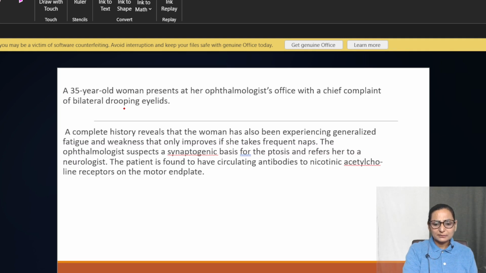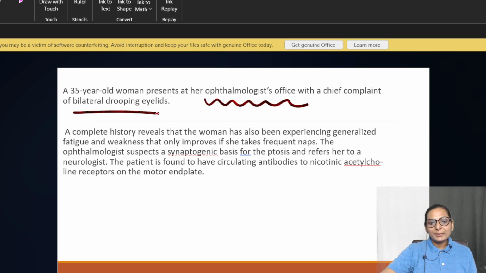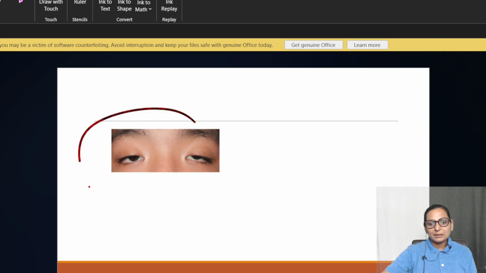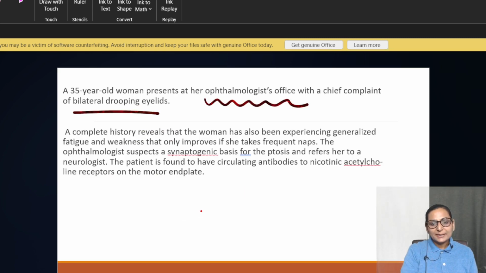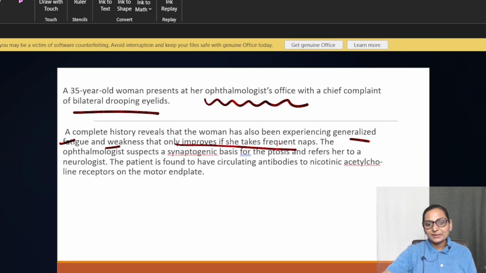Now let's take another history. If a patient comes to you with an eye complaint, that is drooping eyelids, so this can be the clinical picture, that this patient is coming with drooping eyelids, which we call ptosis, right? Then the history reveals that the woman has generalized weakness and fatigue that improves with a nap. So again, improvement with rest is a very important feature, right?